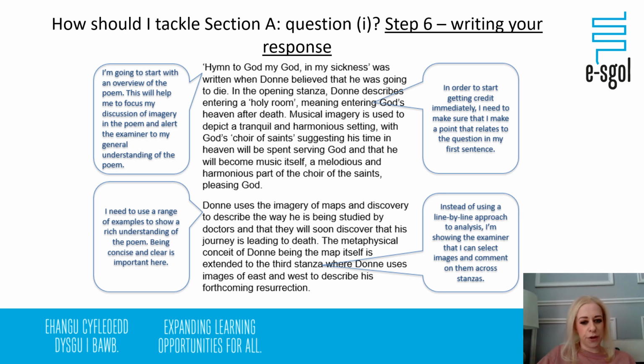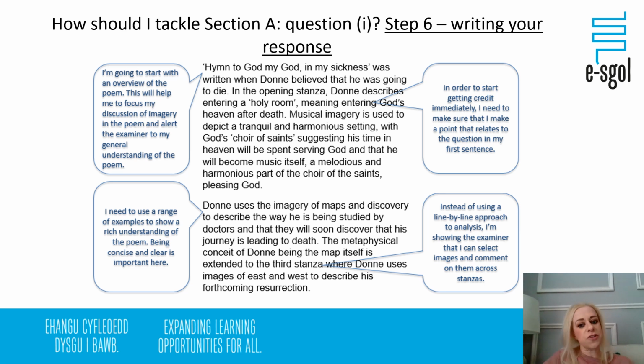So let's look at that third annotation then. I need to use a range of examples to show a rich understanding of the poem. Being concise and clear is important. And then on the right-hand side, instead of using a line-by-line approach to my analysis, I'm showing the examiner I can select images and comment on them across the stanzas. So this candidate is being very, very precise.